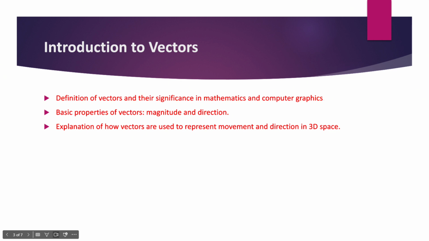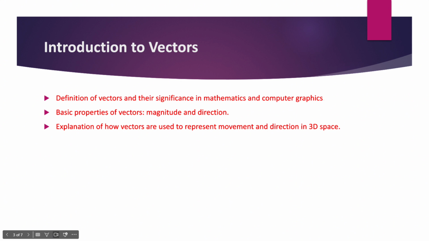Magnitude and direction. The most basic properties of vectors are magnitude and direction. The magnitude of a vector represents its length or size, while the direction indicates the orientation of the vector in space. These properties are crucial for understanding and manipulating vectors in both mathematical and graphical contexts.